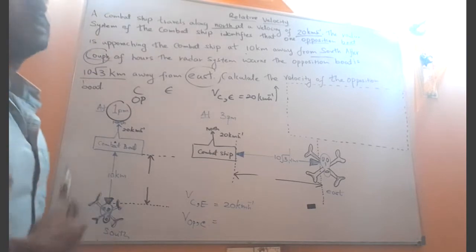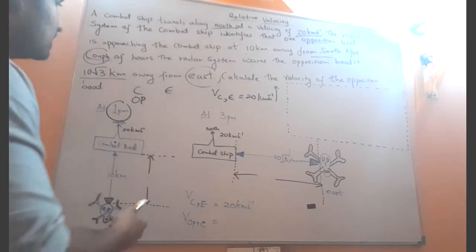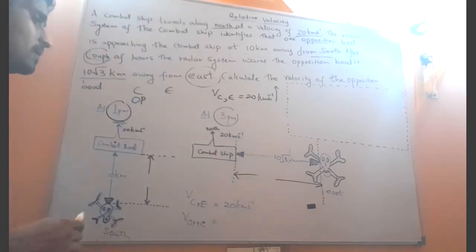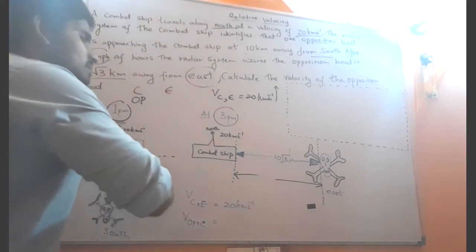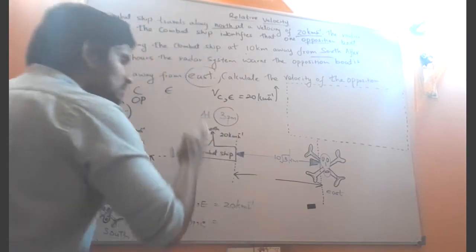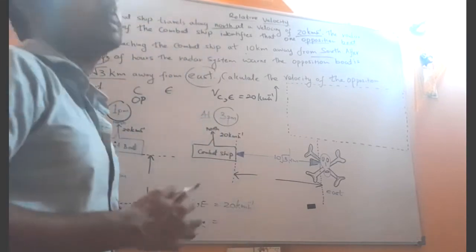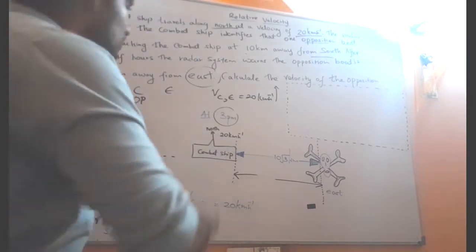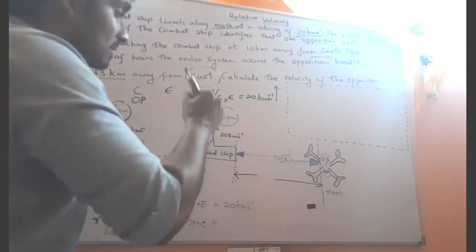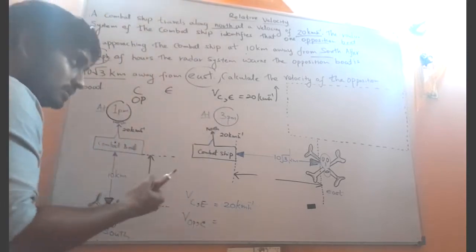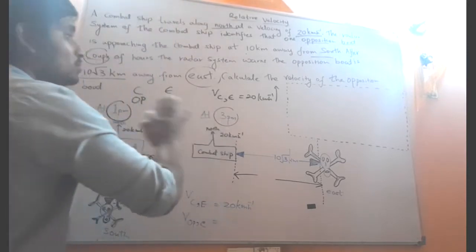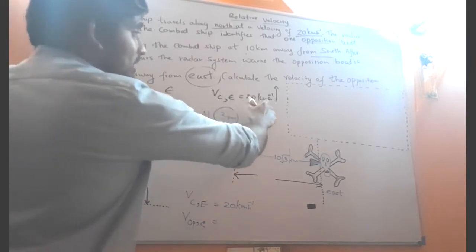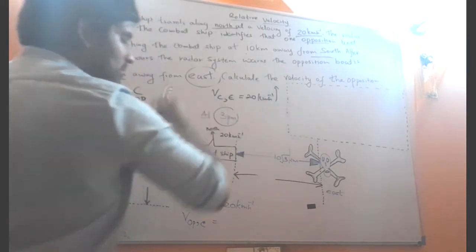Now after a couple of hours, let's say the time now is 3 p.m. The combat ship is traveling along north with respect to Earth. There is no issue with it, because this 20 kilometers per hour is the velocity of the combat ship relative to Earth, towards north.